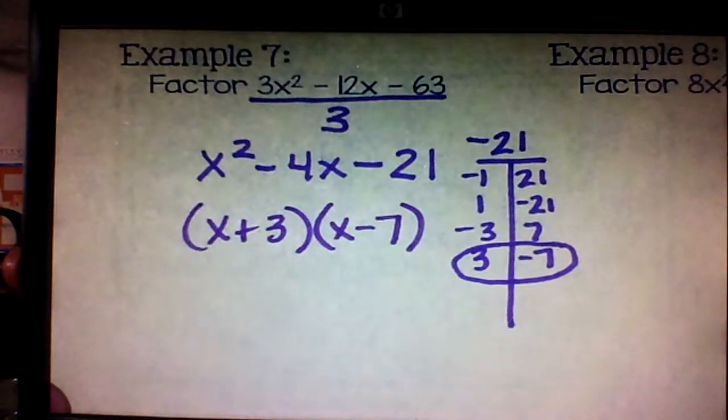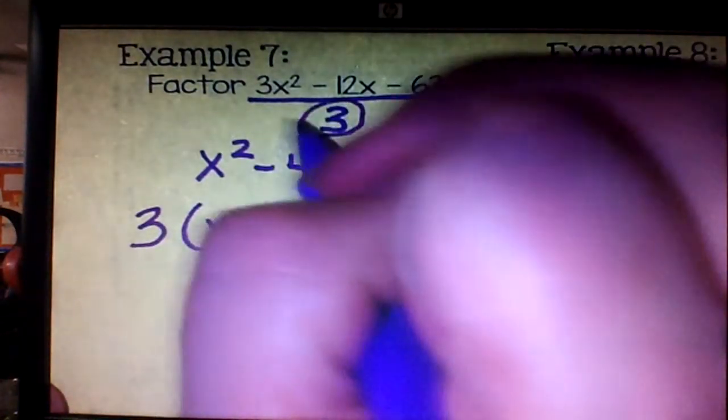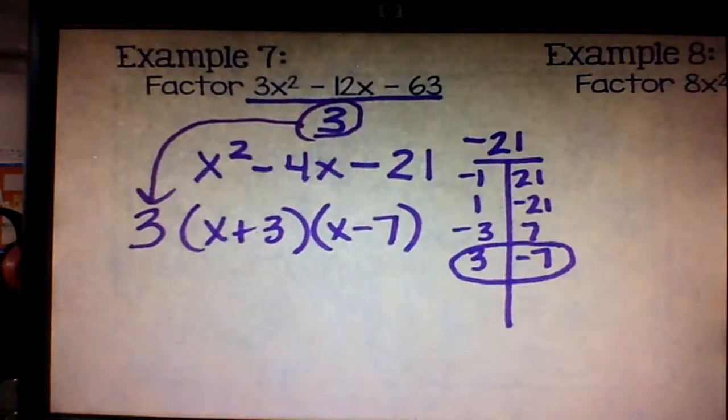The thing that you need to not forget is I've already removed a 3, so that has to come out front. So my final answer is 3 times x plus 3 times x minus 7. Once you get your 2 binomials, you also have to multiply that by your greatest common factor. Normally, when we just did greatest common factor, we stopped here.